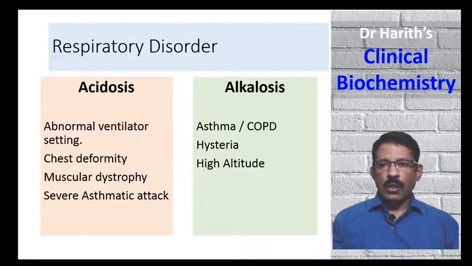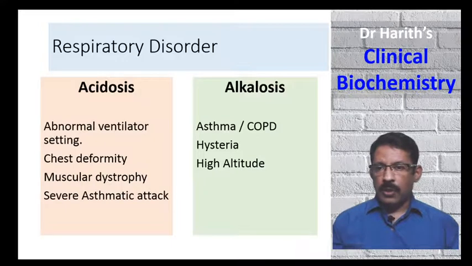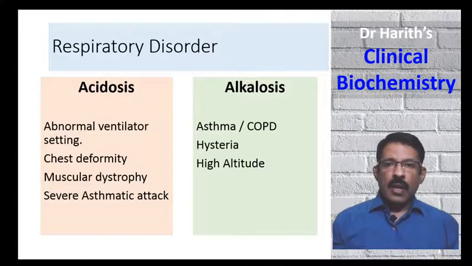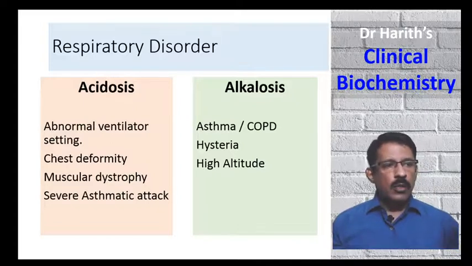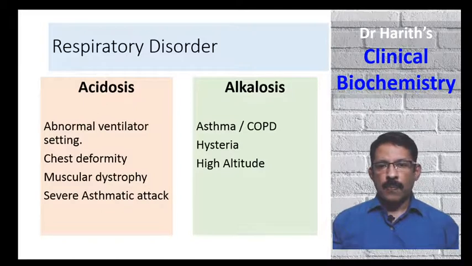The basic causes for respiratory acidosis include abnormal ventilator setting. When the ventilator setting is not good enough to clear off all the carbon dioxide being produced, the carbon dioxide gets accumulated in the blood, causes acidosis. Chest deformity, muscular dystrophy, severe asthmatic attacks, they could produce acidosis. The common causes of alkalosis include asthma, hysteria, high altitude. Hysteria, we explained it. High altitude, because the atmospheric oxygen is less, persons tend to hyperventilate, and when persons hyperventilate, you are losing carbon dioxide, and that's producing alkalosis.